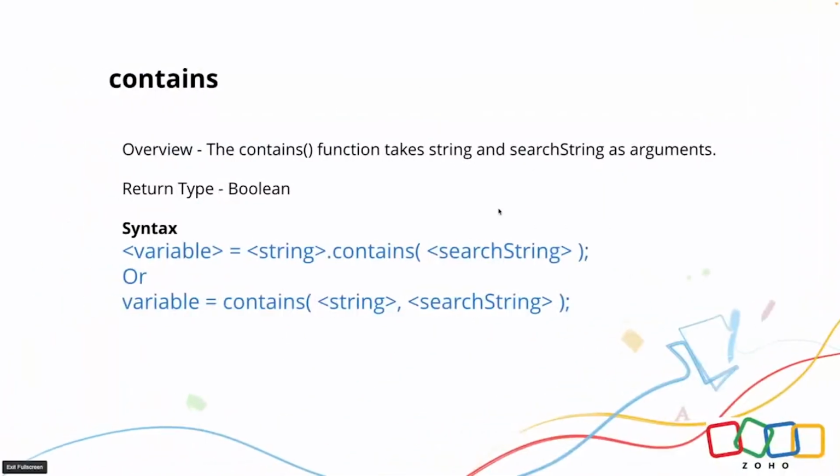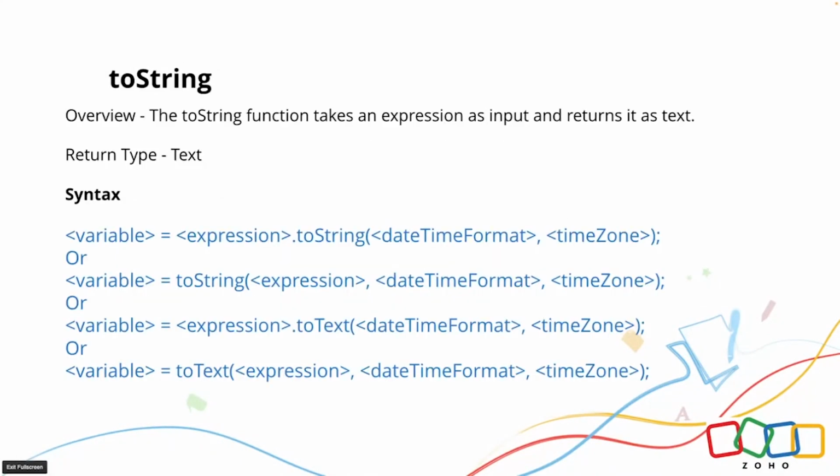Coming back to the presentation, the next one is that we can go with a toString function as well. In order to explain the toString function, let me go with the overview of it. The toString function takes an expression as the input, and it returns a text. So the return type is going to be a text. Whatever data we get will be returned in the text or string format. This is the syntax for it: variable, expression, toString. This is the format we can use, or these are the multiple other formats in which we can make use of the string.